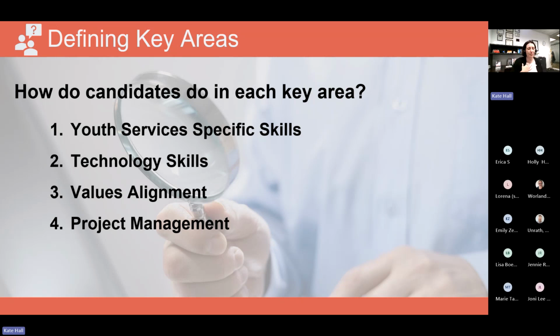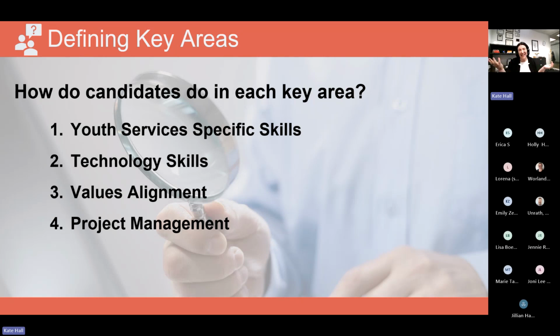Now, when I put together a job ad and interview questions, and we're going to talk about rubrics today, one of the things I think about is what are the buckets or categories that I need? For me, youth services specific skills, obviously for a children's person, and technology skills. Technology is a thing that we all need to be comfortable with.